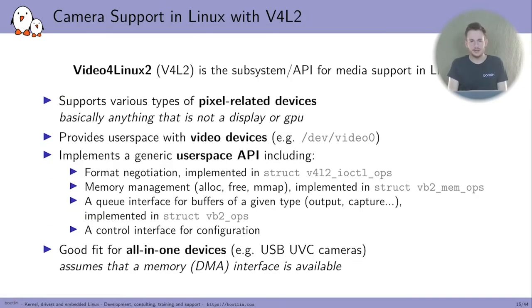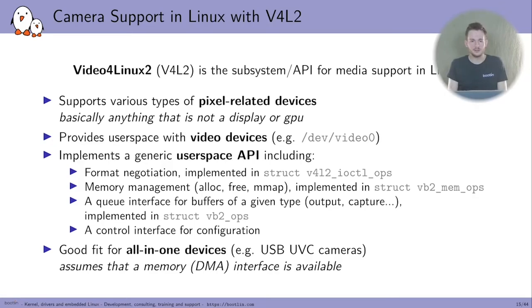So let's talk a bit now about the general status of the V4L2 framework, which is really the Linux kernel subsystem dedicated to media support. Basically, it supports everything that relates to pixels, which is not a display controller nor a GPU, which are supported in DRM. So V4L2 will typically expose video devices to user space, which provide a generic and coherent API to do all the things related to image capture.